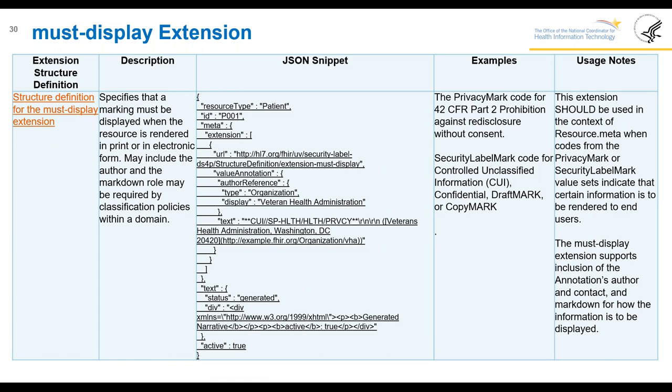Okay, so here's must display. And in the middle under extension, you can see that the Veterans Administration had applied a CUI, which is the text that must be displayed with the asterisks around it, which is CUI/SP health and privacy. Well, that could be one way in which the VA might want to mark their information. Next slide, please.